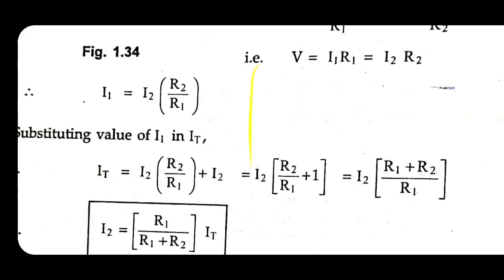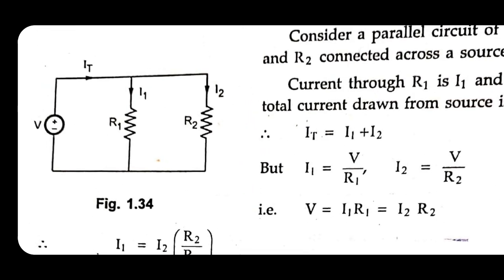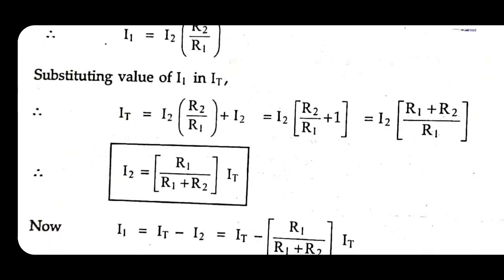Similarly, you can find the current I2. I2 is flowing through resistance R2, so the opposite resistance of R2 is R1. The total resistance is R1 plus R2, multiplied by the total current IT. So I2 is equal to R1, the opposite resistance, divided by R1 plus R2, the total resistance, multiplied by the total current IT. Similarly we can find I1 plus I2.